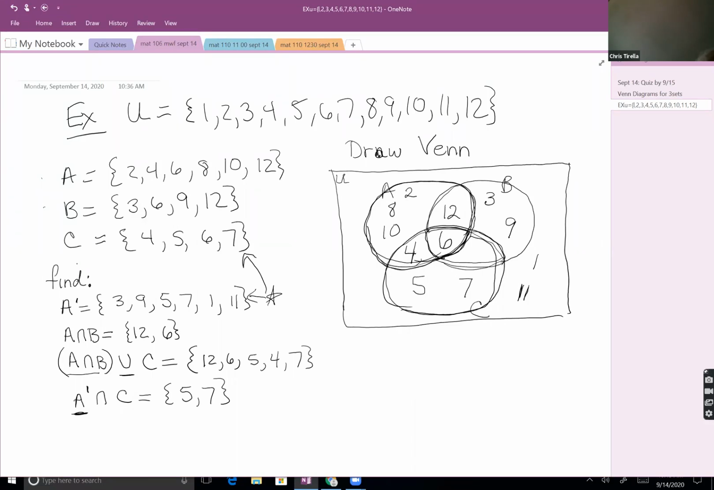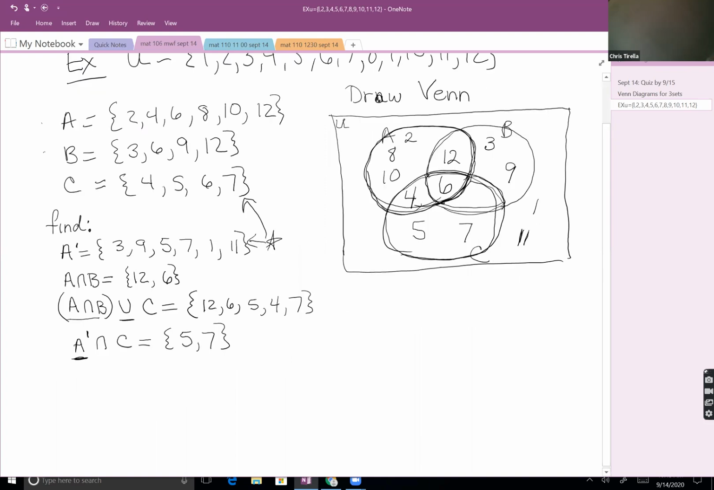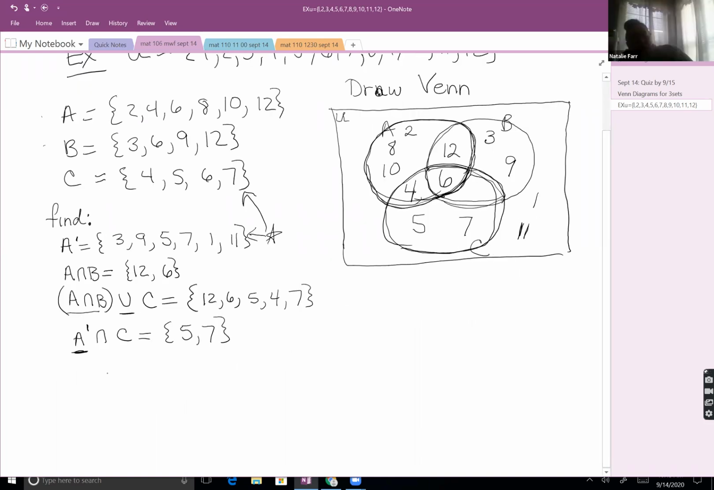Now let's look at a real challenging one. Tom, I have a question. Sure. Complement is just what's outside of what it is. Complement is what's outside the set, but inside the universe. Okay? Okay. So now let's look at A union B complement intersect C.